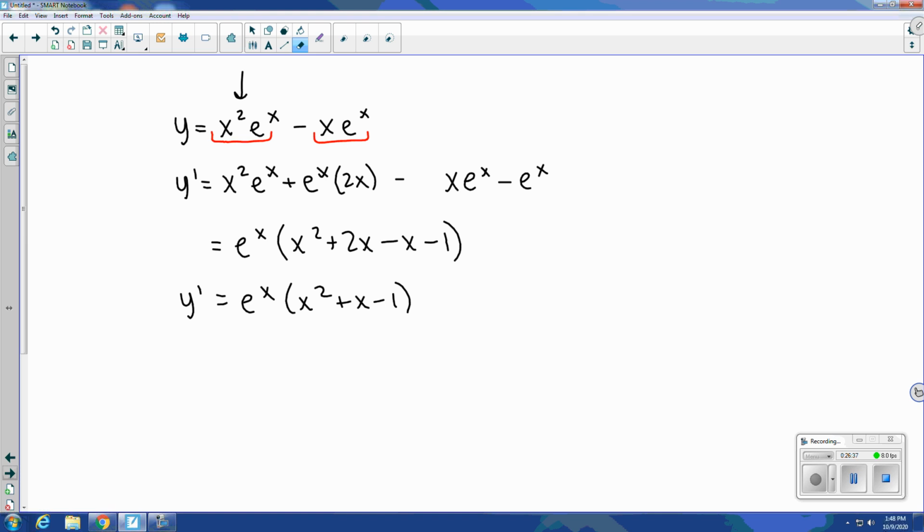So in this problem, two separate product rules need to be taken into account. Again, recognizing when a product between two functions occurs, make sure you use the product rule. Don't just do the derivative of the first times the derivative of the second.